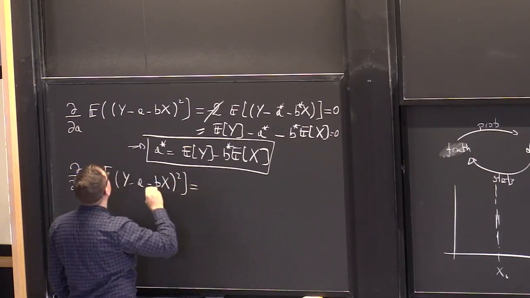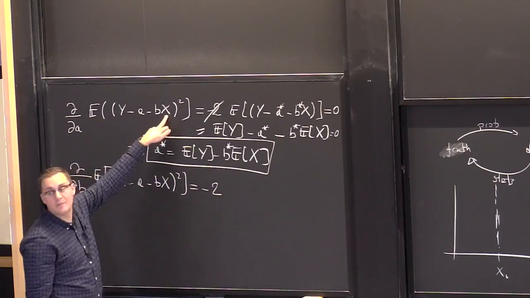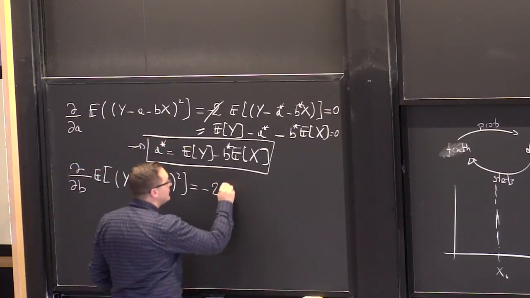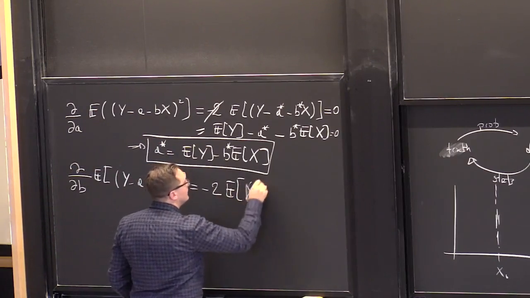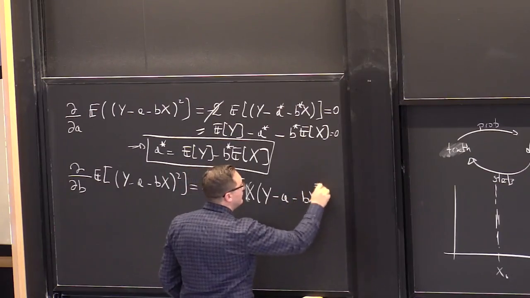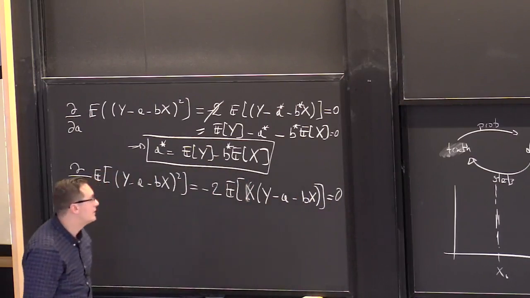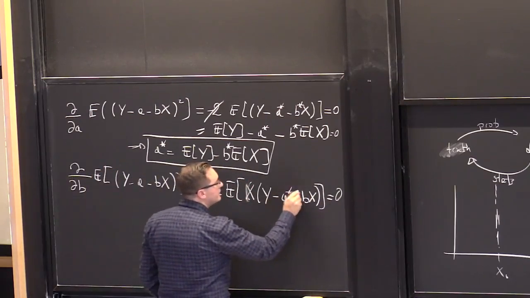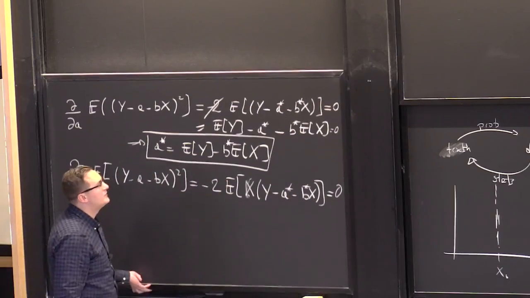Okay, so I get minus 2. This time I have an x that's going to come out, right? So it has to stay inside the expectation. And then I have the same thing, y minus a minus bx. And as before, I want to set this equal to 0. So when I set it equal to 0, this is giving me my solutions, a star and b star. So now let me solve this.